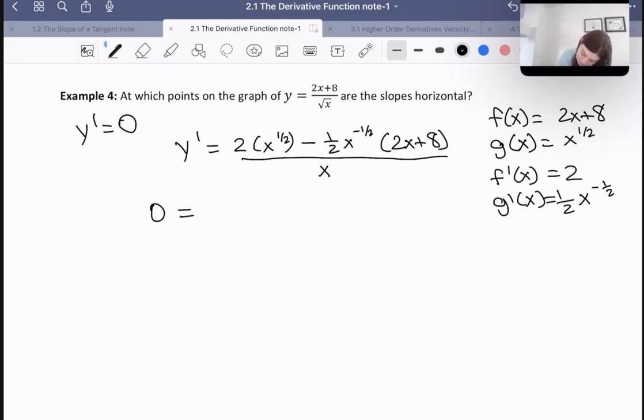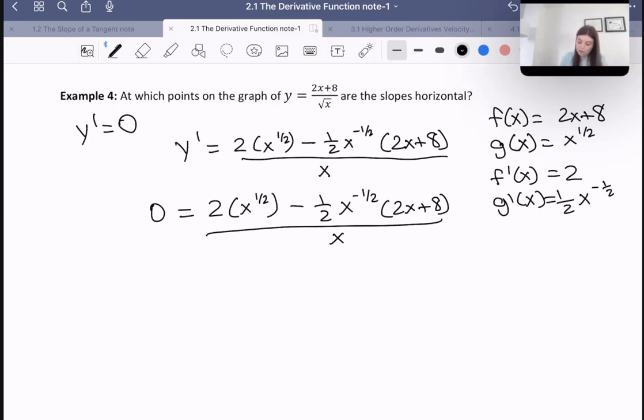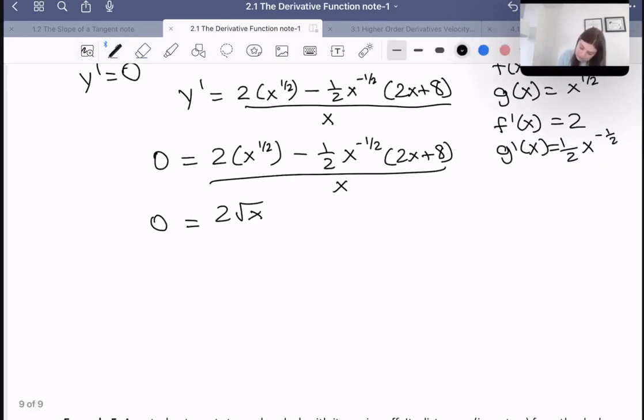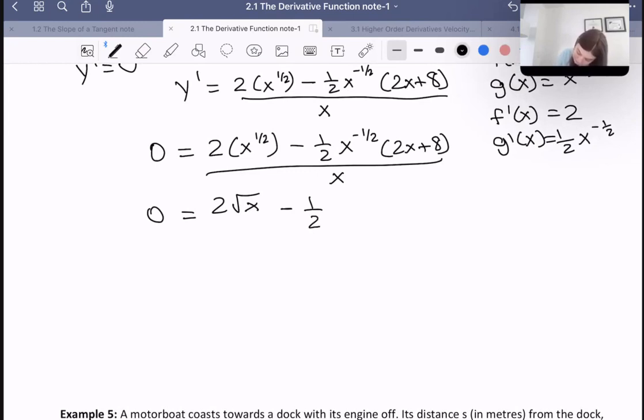So 0 is going to be equal to 2x to the a half minus a half x to the negative a half, 2x plus 8 over x. Now the over x just disappears if we multiply both sides by x, so we can just get rid of that. And so we're left with 2 root x minus a half x like that. And then 2x plus 8 on the top here. Oh, not 28, plus 8 rather.